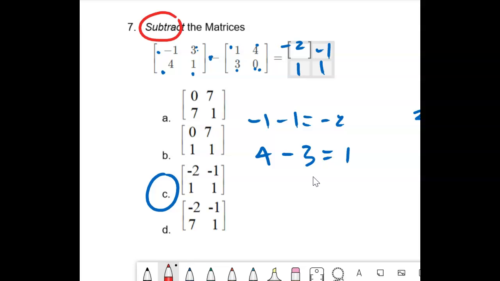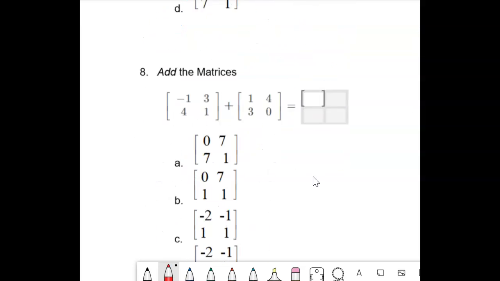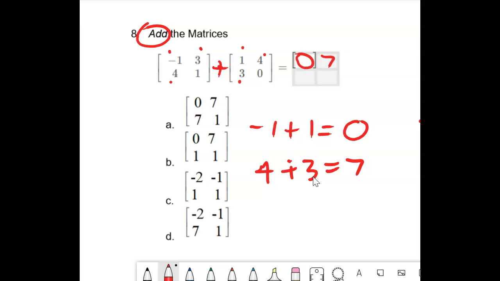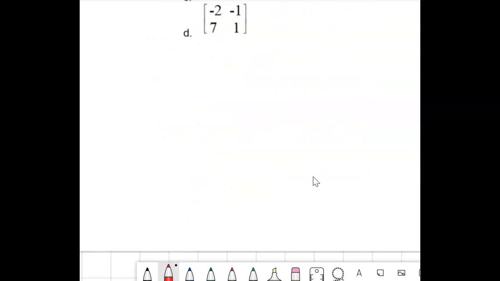So notice this one was subtract, and it had a subtraction sign. Be careful about what you see there. On number 8, this one says add, and there's a plus sign, right? So we're going to do the same thing. -1 plus 1, 0. Put that in the top left. Now let's do the top right. 3 plus 4 equals 7. Put that in the top right. 4 plus 3 on the bottom left gives me 7. 1 plus 0 gives me 1. Boom, there you go. Two more of the same type of thing, real quick.